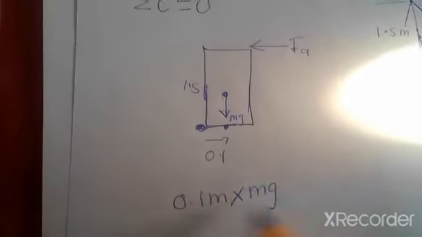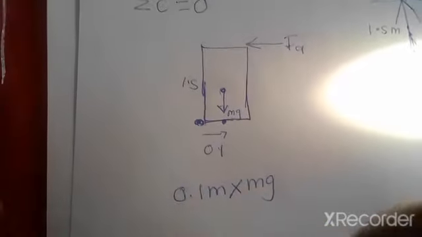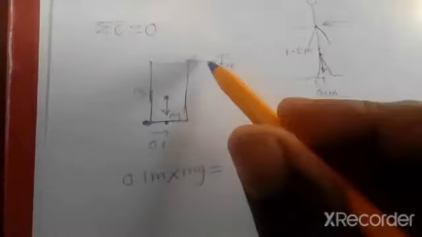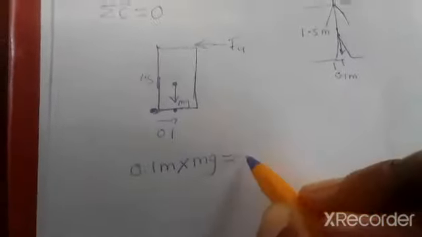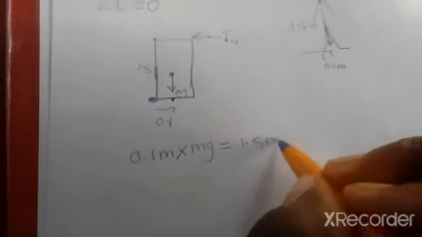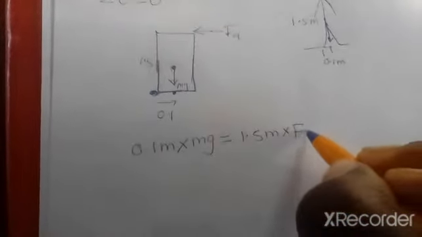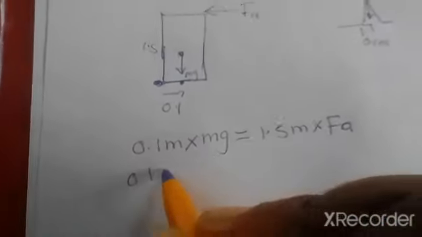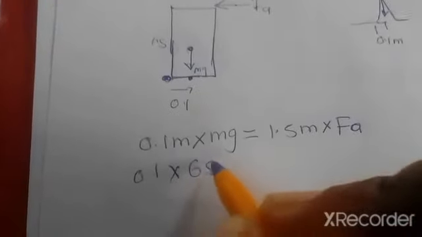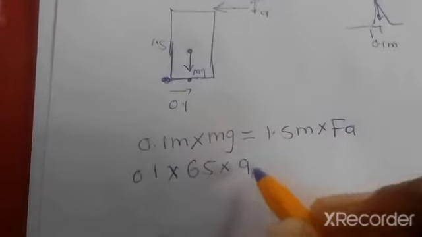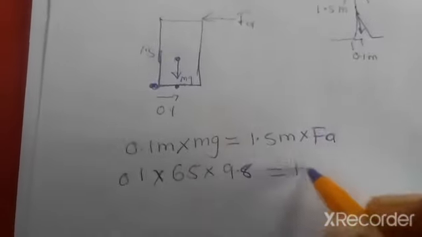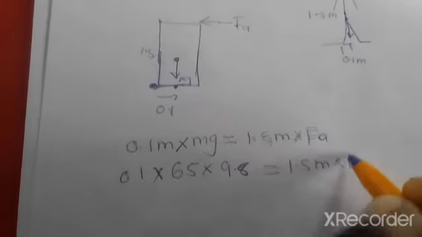That's clockwise. It has to be negative, but I'm just going to use an equal sign so that we have both of the torques positive. The other torque is at a perpendicular distance of 1.5 meters multiplied by the force, which we do not know, the one we want to find out. So 0.1 multiplied by the mass of the person, 65 kg, multiplied by the acceleration due to gravity, 9.8, gives us 1.5 meters multiplied by FA.